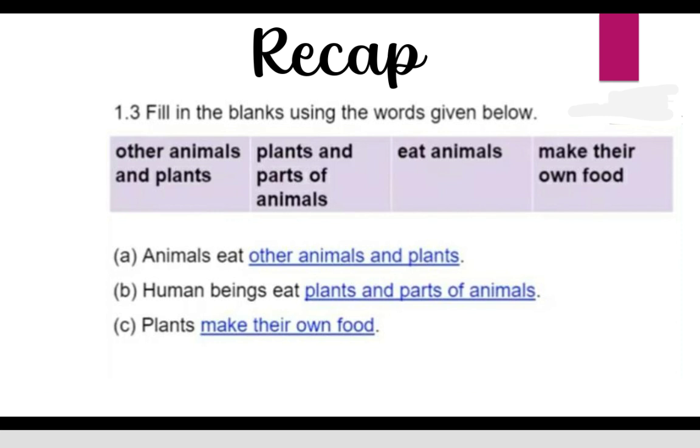Human beings eat plants and parts of animals. Human beings eat plants and vegetables like carrot, potato, cucumber and many more, and parts of animals like the leg of a chicken and many more. Plants make their own food. Plants make their food with the help of a process, and the process is called photosynthesis. Here, photo means light and synthesis means to make something. It means that with the help of light, we make something.